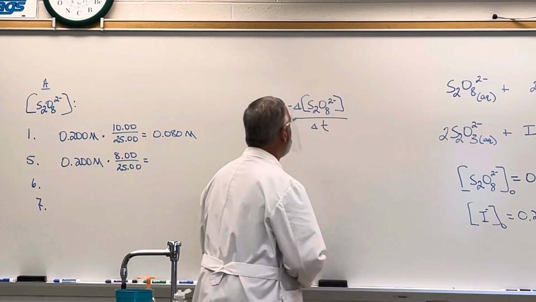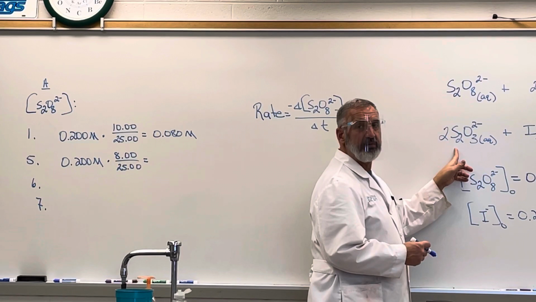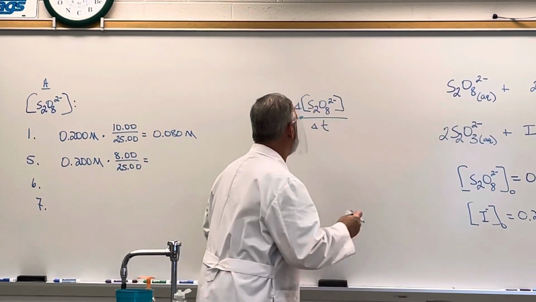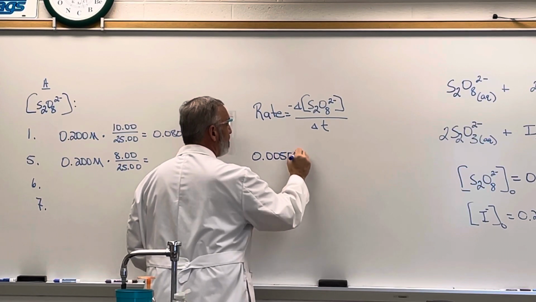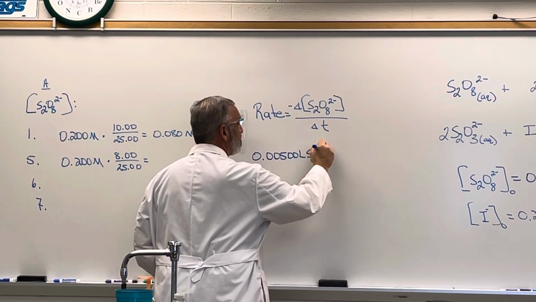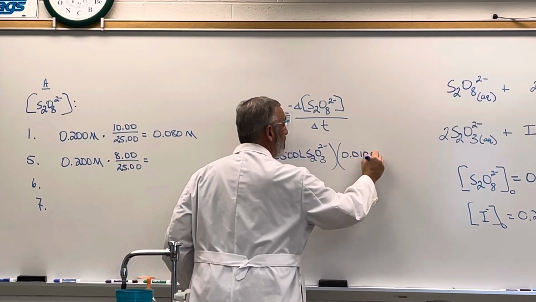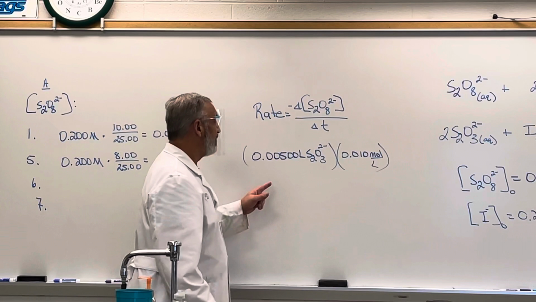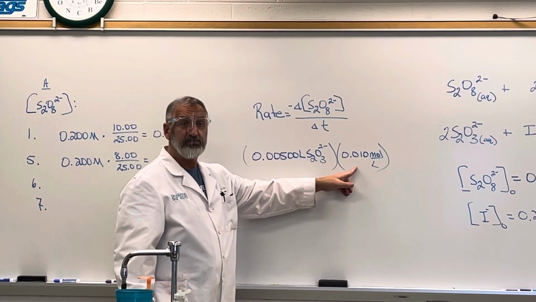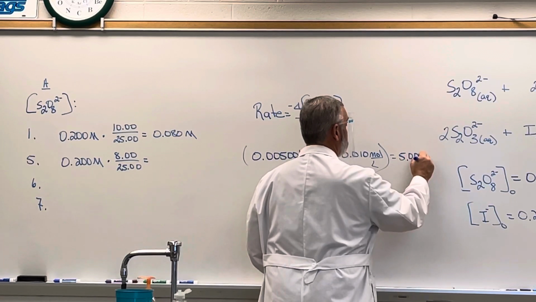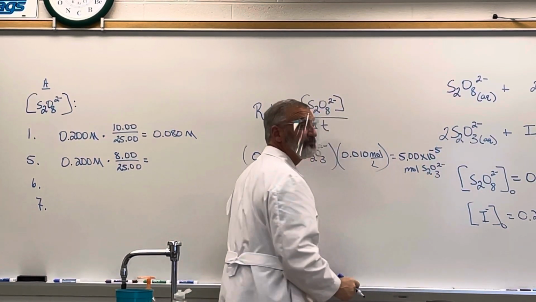Okay? So how do I figure out how much of this I used each trial? 5 milliliters. Okay? So I had 0.00500 liters of S2O3 2-. That's how much I started with. Now I know that the concentration of this was 0.010 moles per liter. Therefore, this is 5 times 10 to the minus third. I'm going to be at 5 times 10 to the minus 5 moles of S2O3. That's how much reacted. Okay?